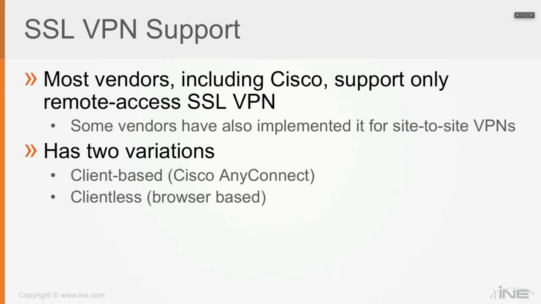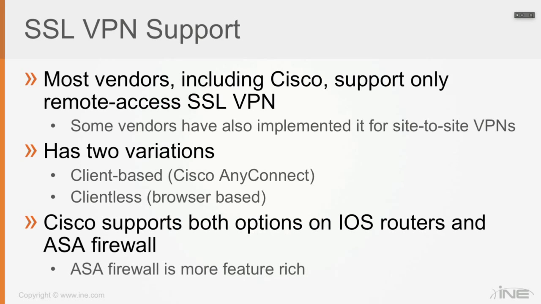SSL VPN remote access has two variations. It can be client-based, so you still install VPN client software on the remote access client, which is the Cisco AnyConnect. Or it can be clientless, which means, as I said before, if the user works from an internet cafe, he's still able to fire up a secure VPN tunnel to the headquarters using just a browser. It's a regular HTTPS session from the browser to the VPN gateway, and I'm able to access some data securely from the company's network.